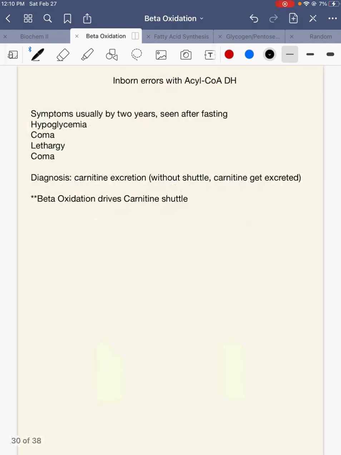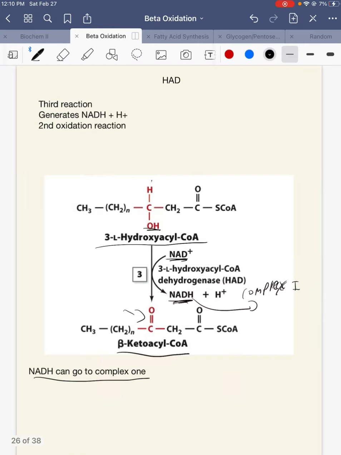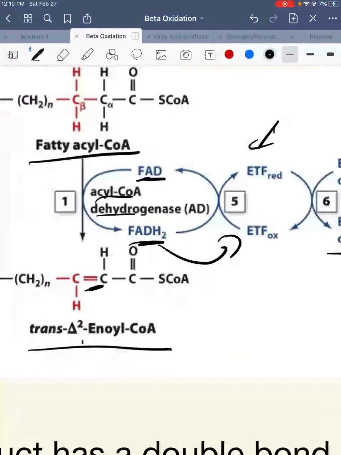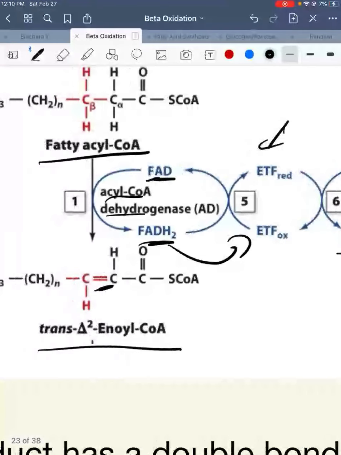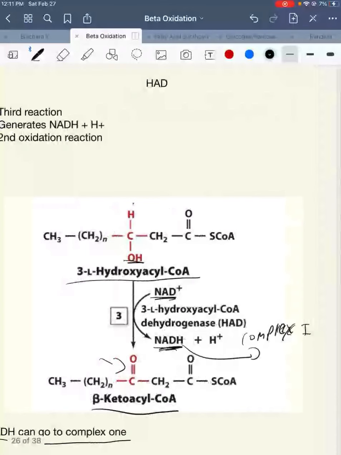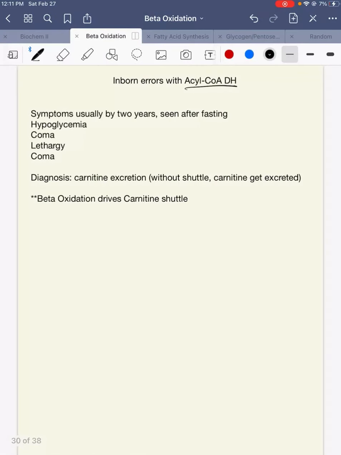Okay, so acyl-CoA dehydrogenase, so let's go back. It's this one, acyl-CoA dehydrogenase. I'm waiting for it to load. Acyl-CoA dehydrogenase, fatty acid, the first step into trans-enol-CoA. So you can have inborn errors in this enzyme. Let's look at a few, okay? So if we can't run beta oxidation, we won't make acetyl-CoA, and we won't make energy. So this will result in a low energy state for the cell.